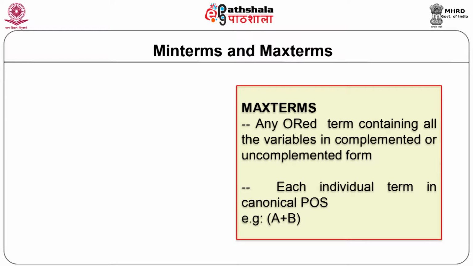Let us now talk about the max term. Max term is any ORed term containing all the variables of the function in complemented or uncomplemented form. It also represents exactly one combination in the truth table, but it is denoted by capital M with a subscript j, where j is the decimal equivalent of the max term's corresponding binary number. A variable in M subscript j is complemented if its value in the binary number is 1, otherwise it is uncomplemented.